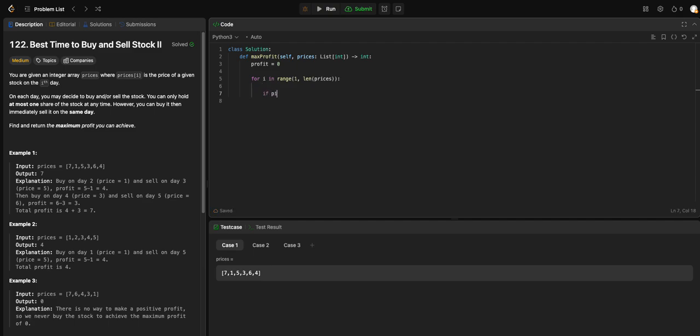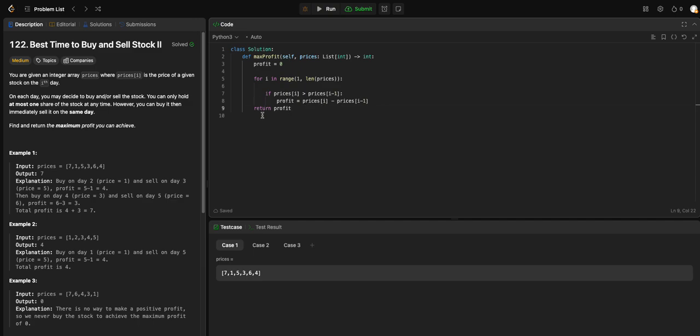If prices i is greater than prices i minus 1, then profits plus equals prices i minus prices i minus 1. Then we return profits.